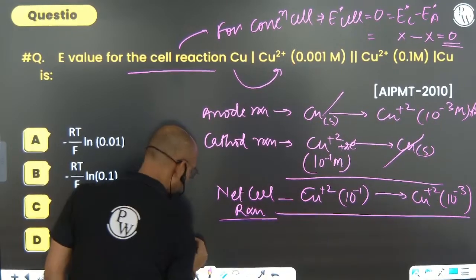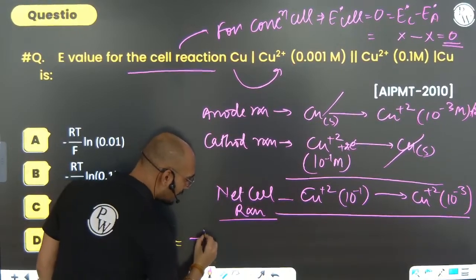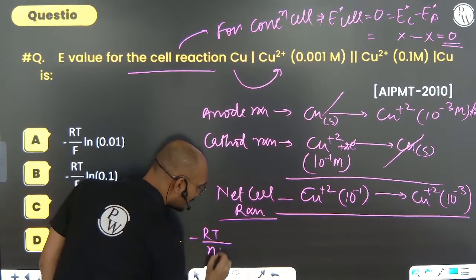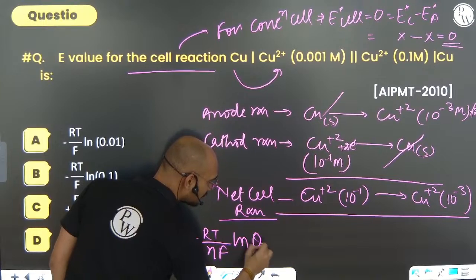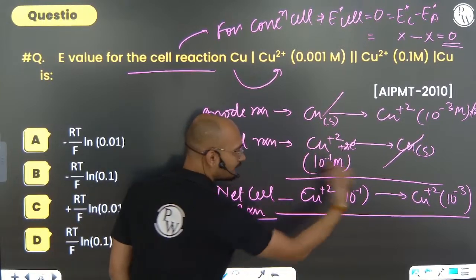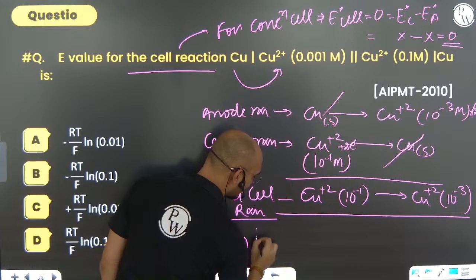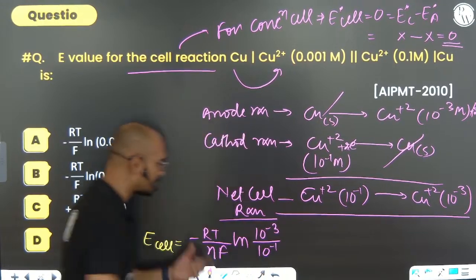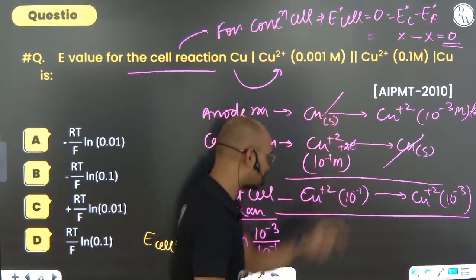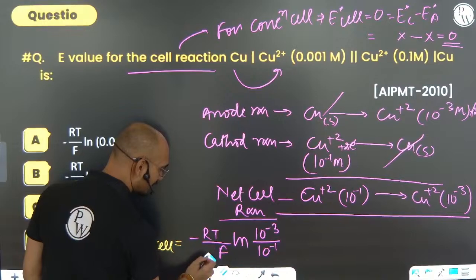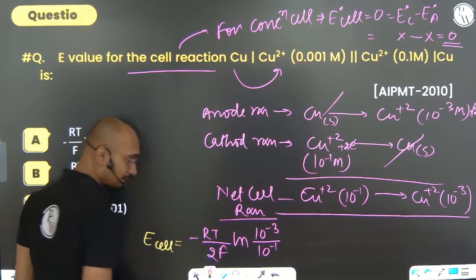So E cell will be 0 minus RT by nF ln Q. What is the Q value here? Whatever is the concentration of the product, that is 10 to the power minus 3, divided by the concentration of the reactant, that is how much? 10 to the power minus 1. What is the n value? The n value in the whole reaction is how much? 2 electrons were being exchanged. So n value is 2.